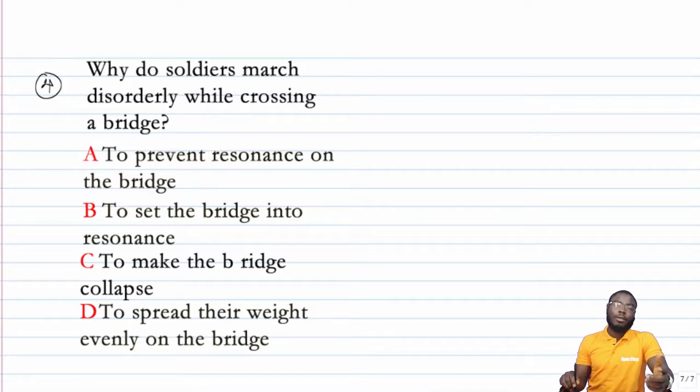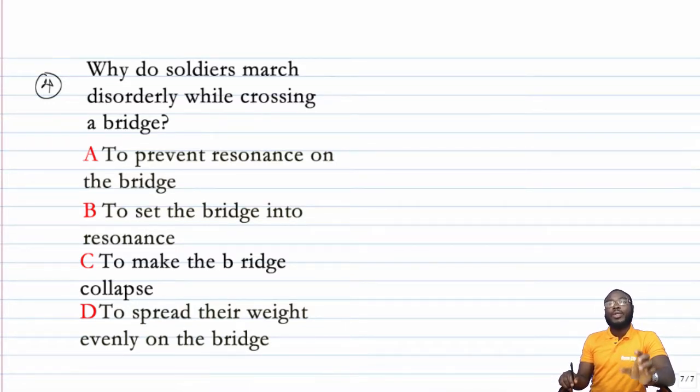What is resonance? Resonance occurs when a vibrating object sets another object into vibration as a result of impulse received from the one vibrating, and both of them are now vibrating with what? Natural frequency. So if soldiers should march at the same rhythm, they are going to cause a sort of vibration which could set into the same natural vibration of the bridge, and if that happens, you call it resonance, and it will be a total collapse.